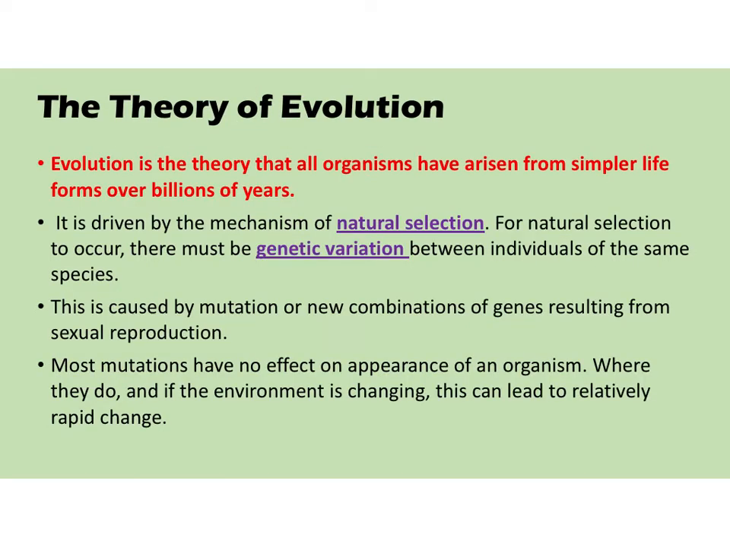So the theory of evolution is that all organisms have arisen from simpler life forms over billions of years. It is driven by the mechanism of natural selection. For natural selection to occur, there must be genetic variation between individuals of the same species. This is caused by a mutation or new combinations of genes resulting from sexual reproduction. Most mutations have no effect on the appearance of an organism. Where they do, and if the environment is also changing, this can lead to a relatively rapid change.